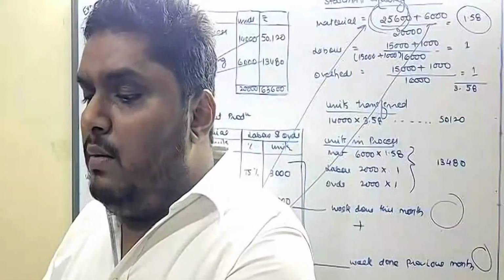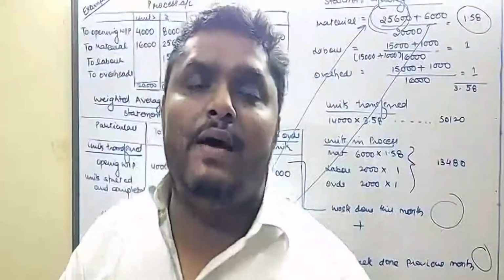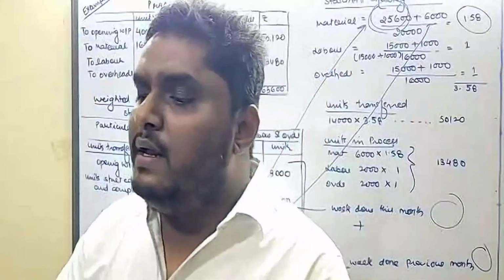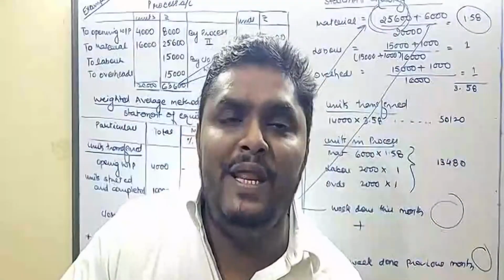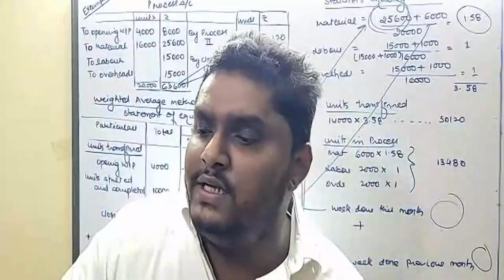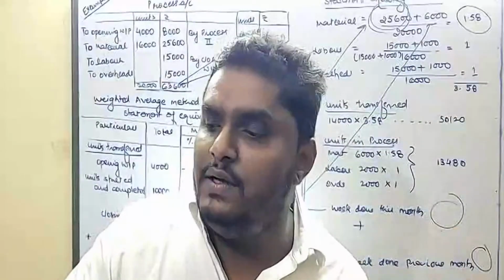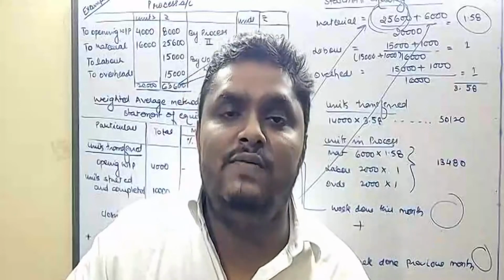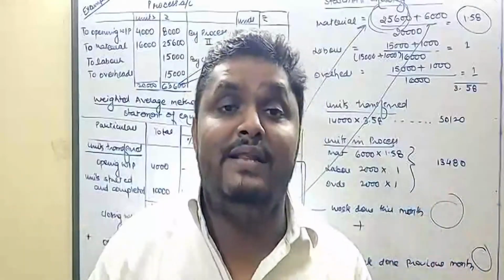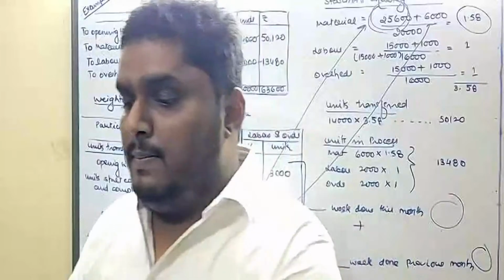Sushil Kumar Barik, I request you to please download the material I have provided. It is clearly given in the question: for the opening work in progress of 4,000 units, the material cost is 6,000, the labor cost is 1,000, and the overhead cost is 1,000. I have not apportioned it, my dear, it is given in the question.